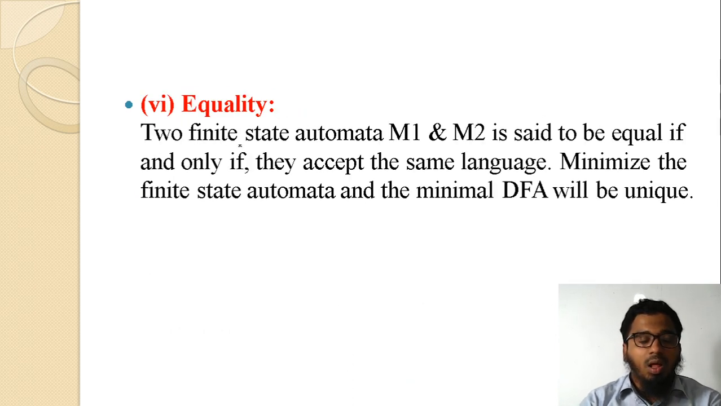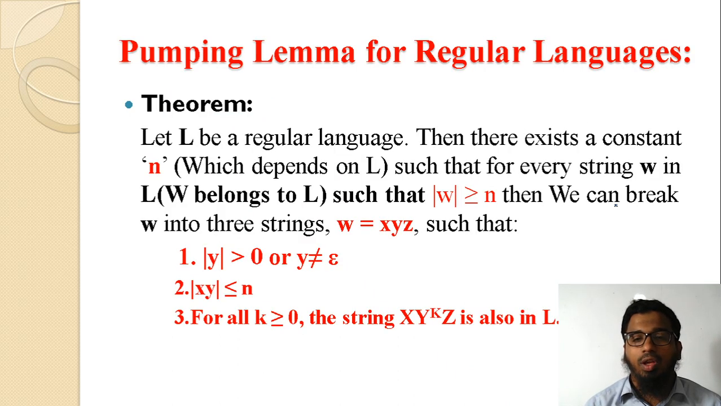The last one in the decision properties is equality. Two finite state automata M1 and M2 are said to be equal if and only if they accept the same language. Minimize the finite state automaton; the minimal DFA will be unique. If and only if they accept the same language, then only can we say they are equal. Next topic is the pumping lemma.